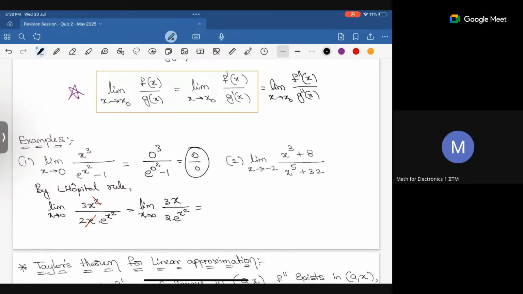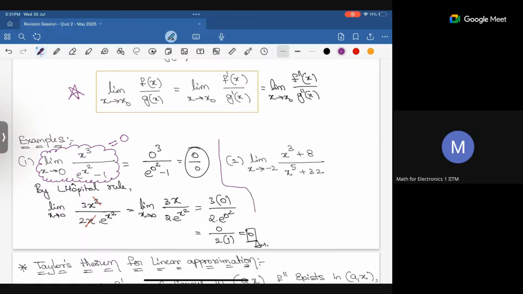So if I substitute x equals 0, what we get is 3 times 0 divided by 2 times e power 0 squared, which is 0 by 2 times e power 0, and e power 0 is 1. So we are getting 0 by 2, which is 0. Right, so we didn't get any indeterminate form, we got a determinate value, which is 0. Therefore, the value of this limit is 0.